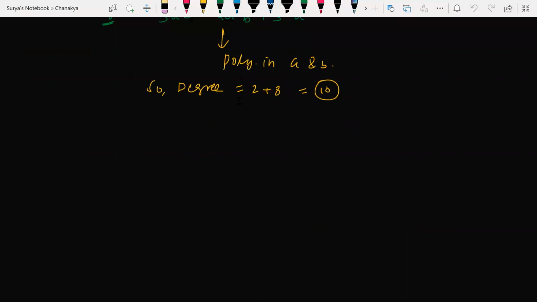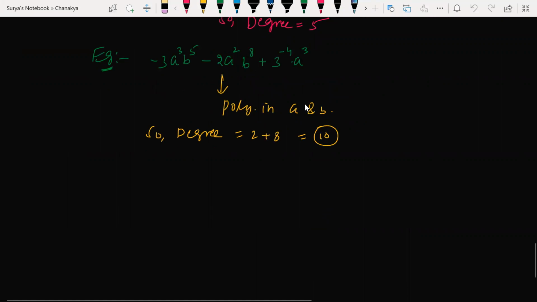No problem. Sir, it's 13. What's the degree here now? Sir, the degree is 10. Can you explain how it is 10, sir? Look at this here: after adding the powers of the variables, wherever you are getting the maximum power, that is going to be your degree.